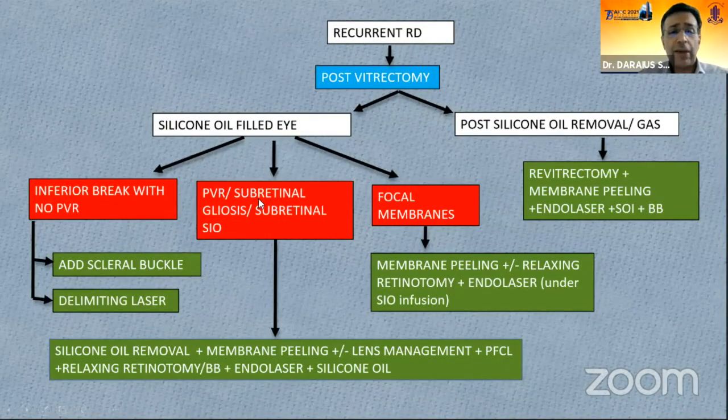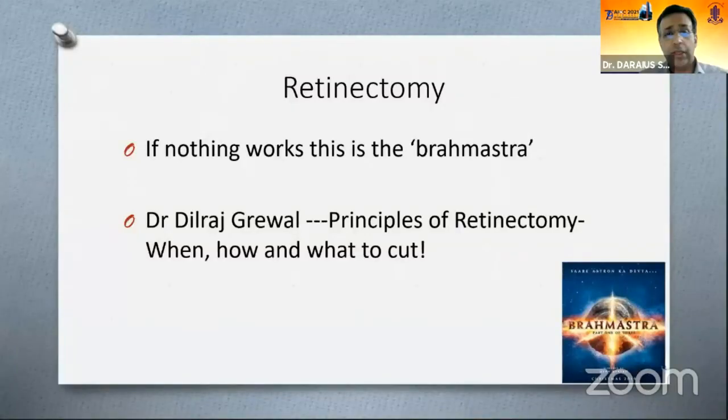But if there's PVR, subretinal gliosis, or extensive subretinal oil, then I would definitely recommend a silicone oil removal, membrane peeling, manage the lens, use PFO to help you, do as much of a relaxing retinotomy as required, do laser, and re-inject the silicone oil. So I think the Brahmastra has already been discussed by Dr. Dilraj. So thank you very much.